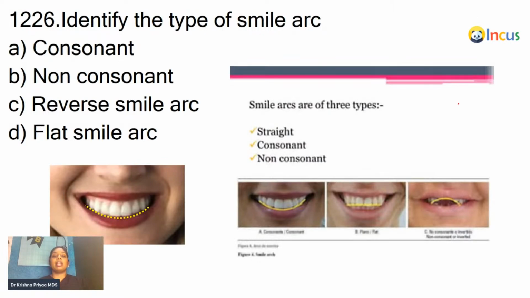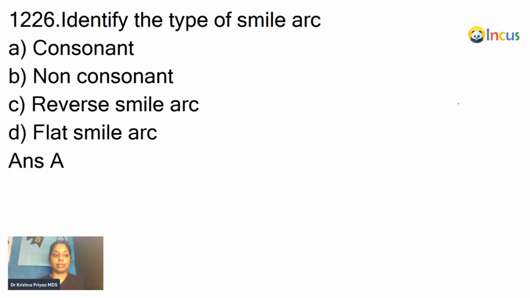Now, this is the smile arc I was talking about. It can either be straight, consonant or non-consonant. So identify with this picture. Okay, it is very similar to the consonant smile arc. You can identify a consonant smile arc when the lower border of the upper incisors coincides with the upper border of the lower lip. When it follows the upper border of the lower lip, then it is called the consonant smile arc. If it doesn't, then it is called the non-consonant smile arc. Or sometimes when it is so straight, it is called a straight smile arc. So here the diagram represents the consonant smile arc.